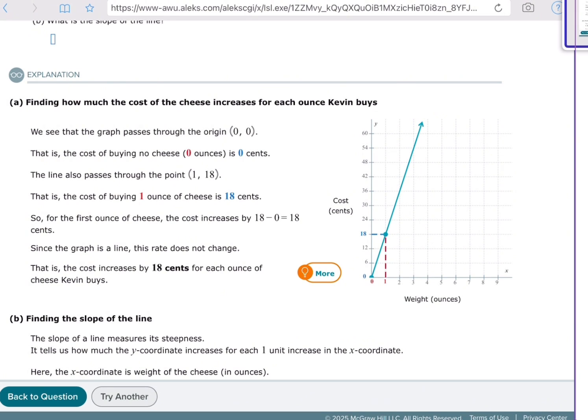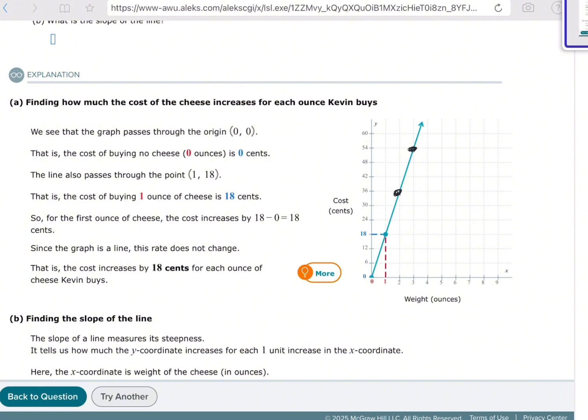Okay, so in the explanation you see that we begin at 0, 0, and then there are points where the line crosses through. So you want to look for perfect crosshairs. So there's another one here. And it looks like there's another one here. So you can pick 1, 18, but you can also pick 2, 36. Doesn't matter, okay?